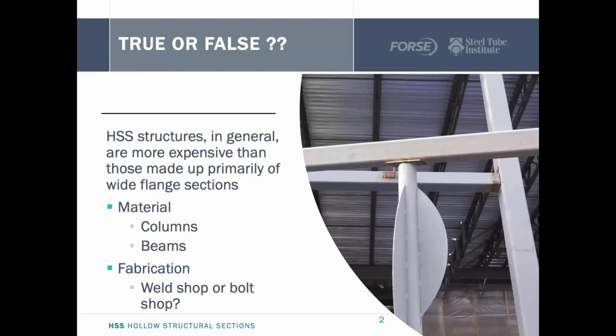So really, when we talk about the material costs of HSS, we need to think about the capacity of the member, not just looking at the member on a per pound basis. And like I said, most often you'll find that the HSS section is going to be less expensive. But then there's also that other component that we're going to focus on today, and that's the fabrication or the connections. These are a little bit harder to quantify.